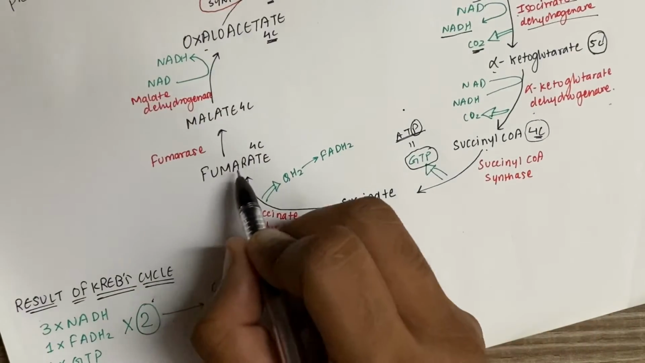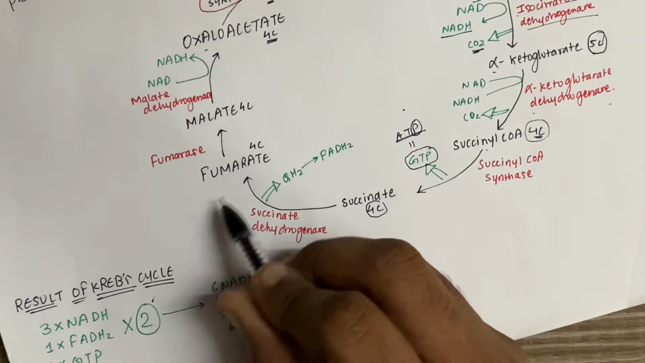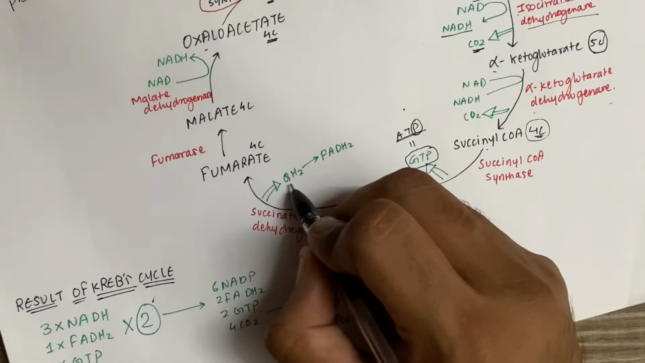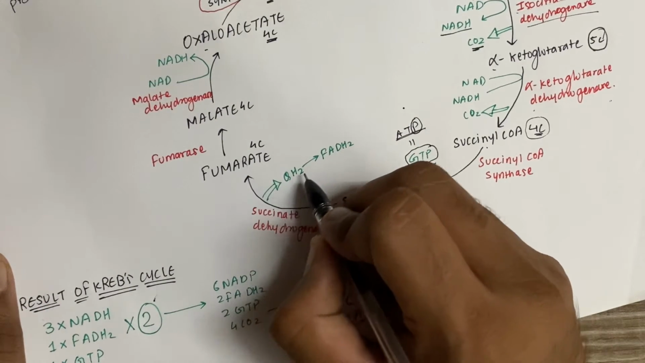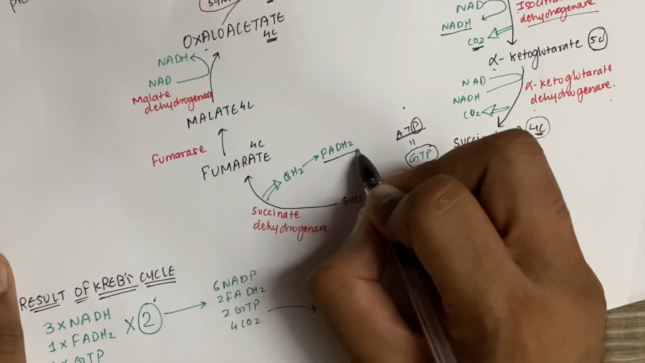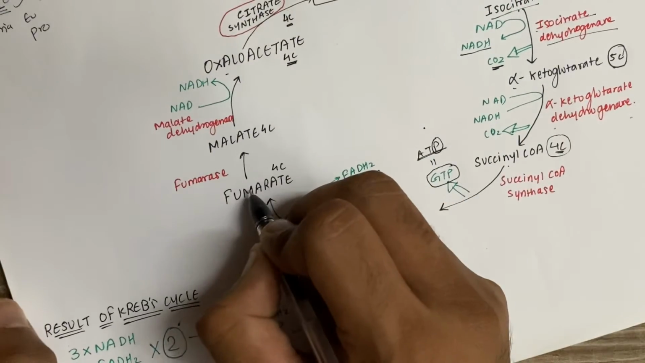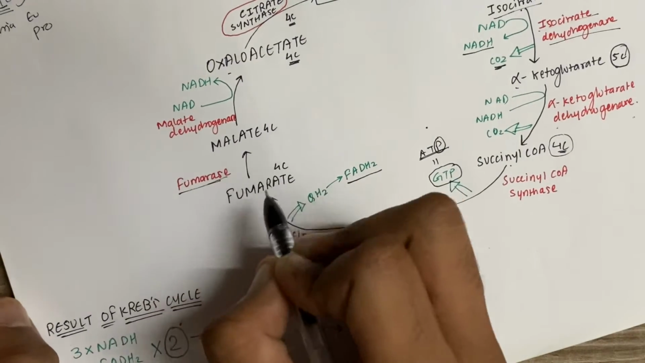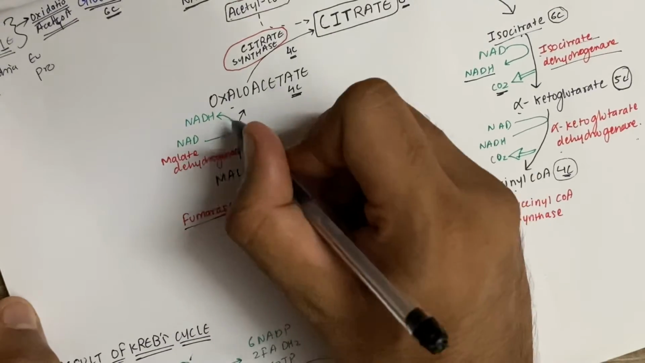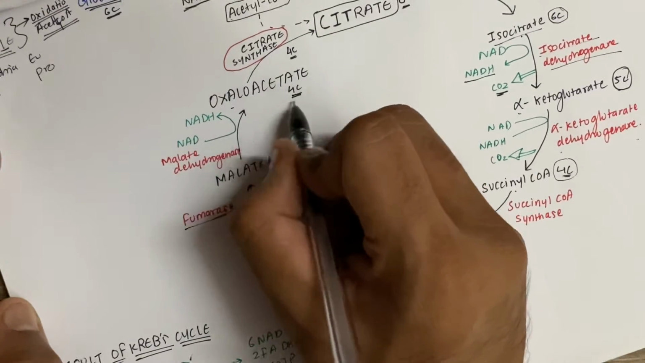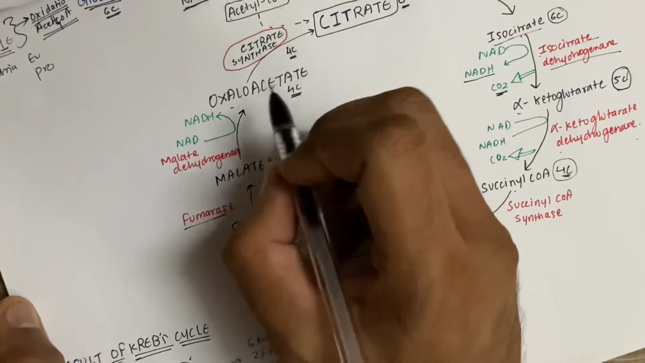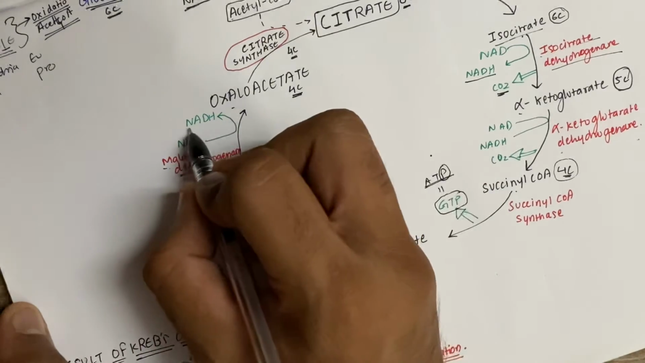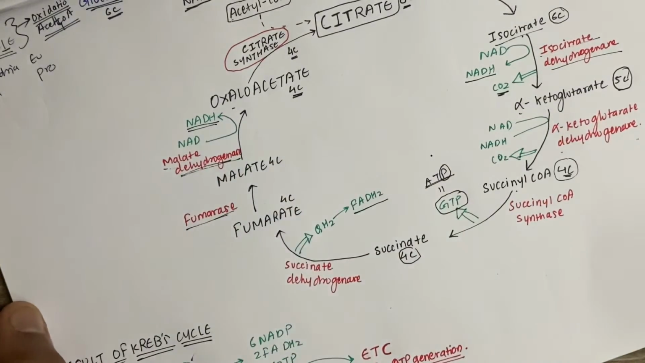Succinate is converted into fumarate under the influence of succinate dehydrogenase, and FAD is reduced to FADH2. Fumarate is converted into malate, which is again a 4 carbon molecule, under the influence of fumarase. Malate is converted into oxaloacetate, which is again a 4 carbon molecule, under the influence of the enzyme malate dehydrogenase, and NADH is generated.